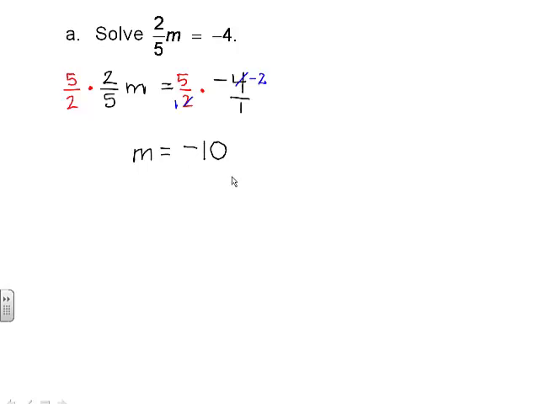Let's try another example. Solve 3 times p is equal to -2/3. First, let's rewrite the equation. 3p is equal to -2/3. Remember, we need to get the variable with a coefficient of 1. In this case, the coefficient is 3.